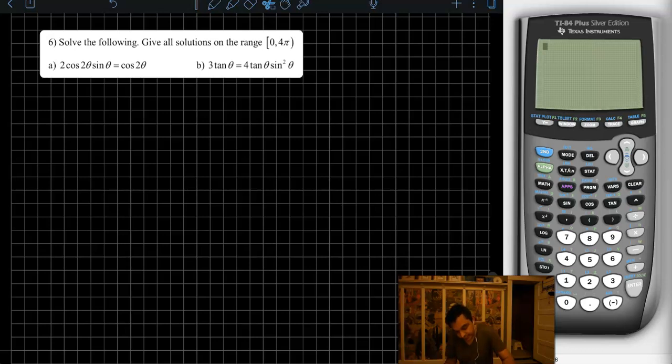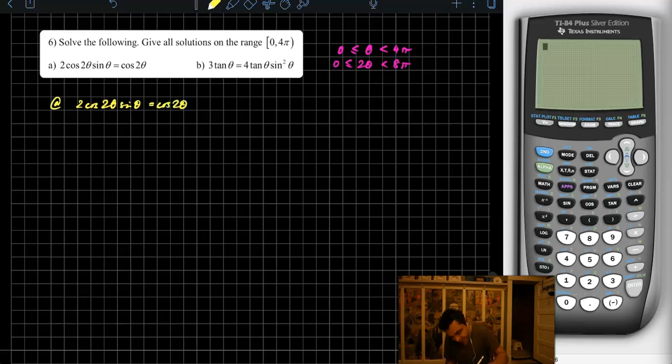So if we were to consider the domain first, if we're saying theta has to be between 0 and 4 pi, that means for 2 theta we would initially need to solve for 0 to 8 pi. And then when we divide through by 2, we would get it within the correct range to make sure we consider all solutions. So with that in mind, I'm going to write 2 cosine 2 theta sine theta equals cosine 2 theta.